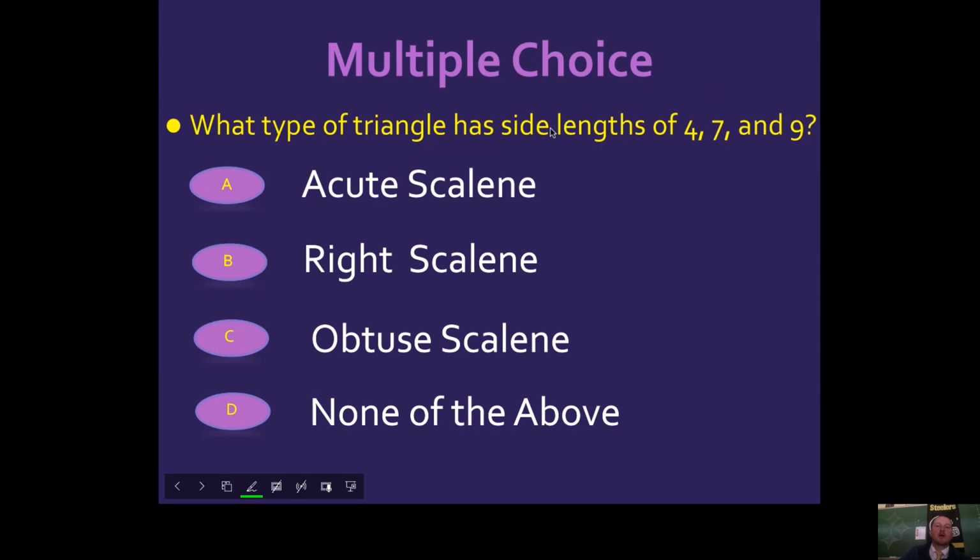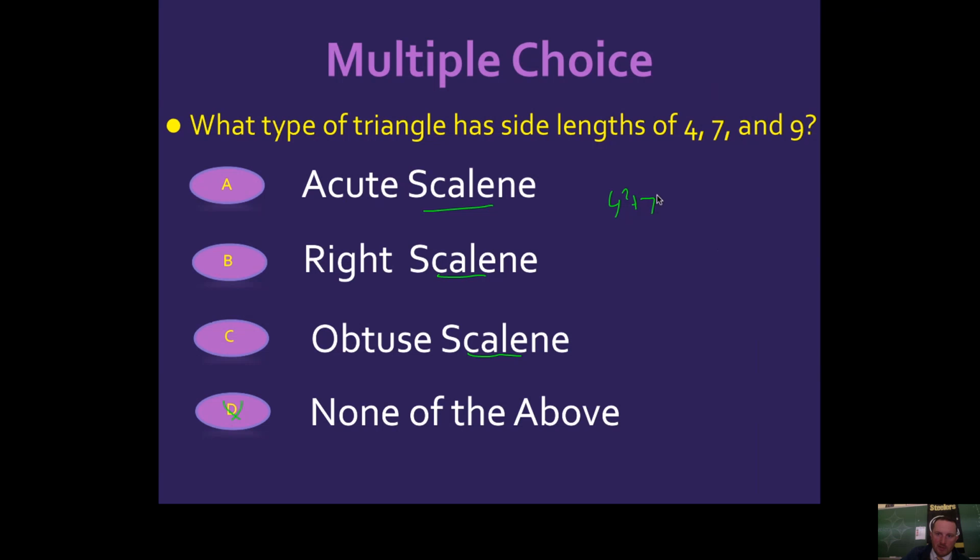What type of triangle has side lengths 4, 7, and 9? Well, notice how all three of these side lengths are different. So it definitely needs to be scalene. Now, is it acute, right, or obtuse? That's your options. Now, there's no other option for angle classifications other than right, acute, or obtuse. So this none of the above doesn't make a lot of sense.